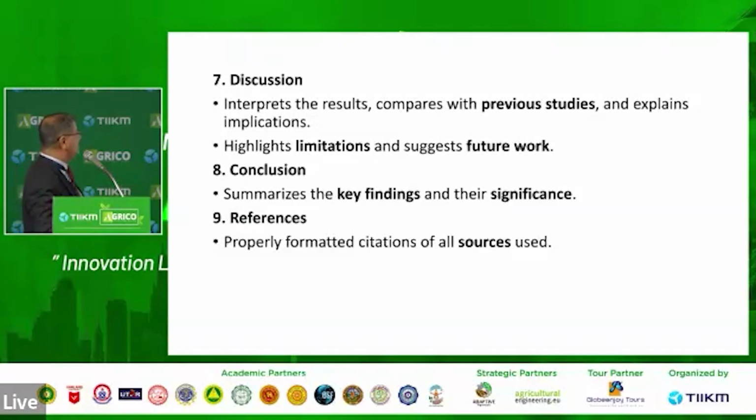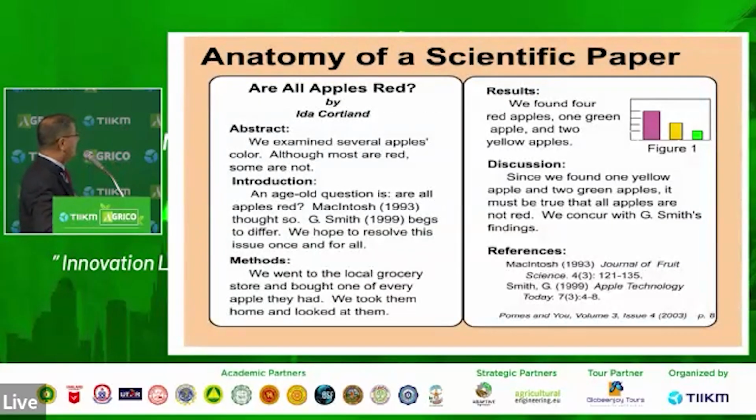In the discussion, we have to interpret the results, compare with previous studies, explain the implications, highlight the limitations, and suggest future work. Then we go to the conclusion. I will go into details and some of the pitfalls in each one of those. The conclusion will summarize the findings and the significance, but conclusions should not repeat the abstract. Many people, when they go to the conclusion, go back and repeat most of the abstract another time. And the references also depend on the journal, on how you cite your references.